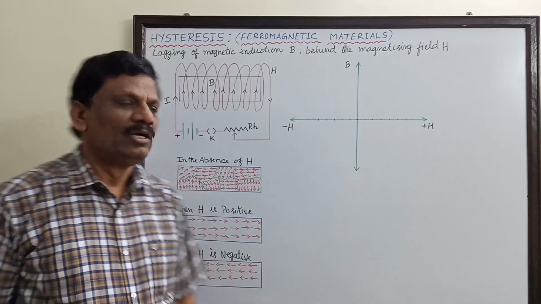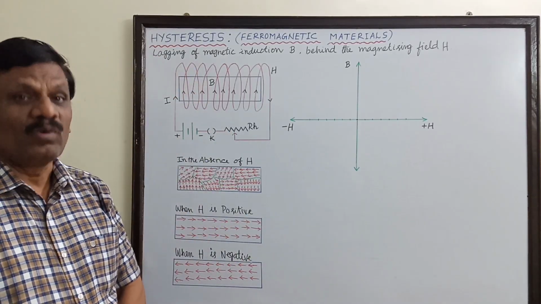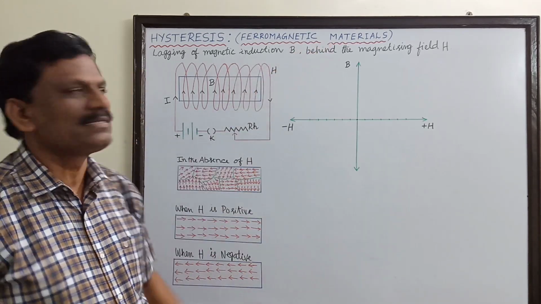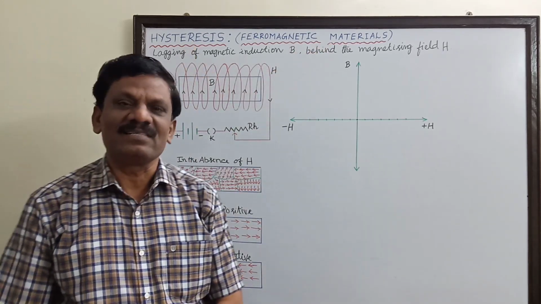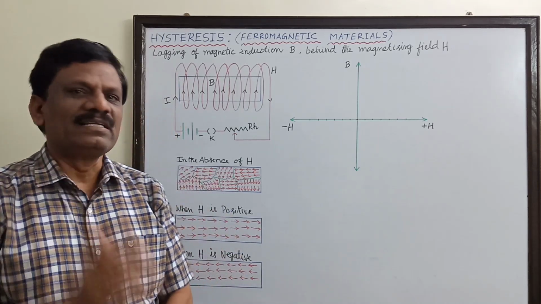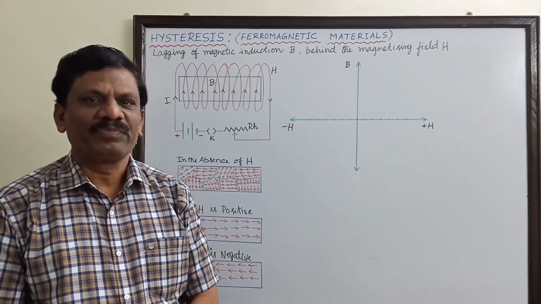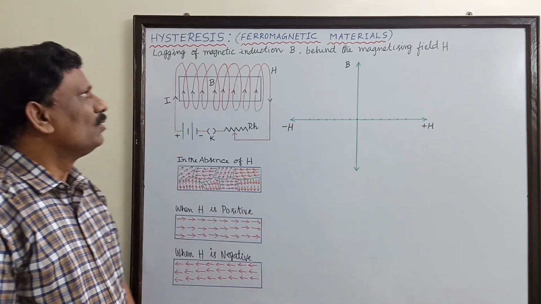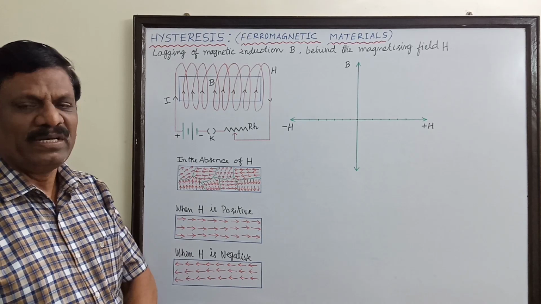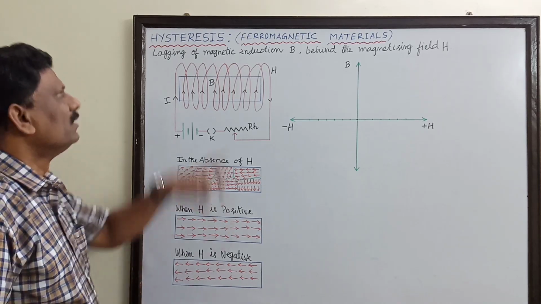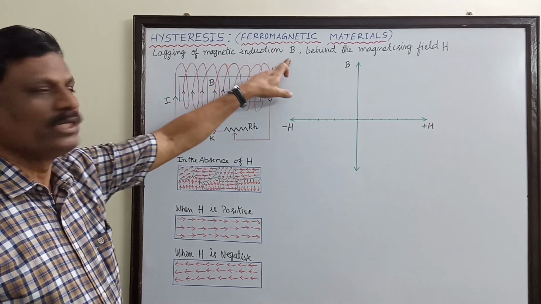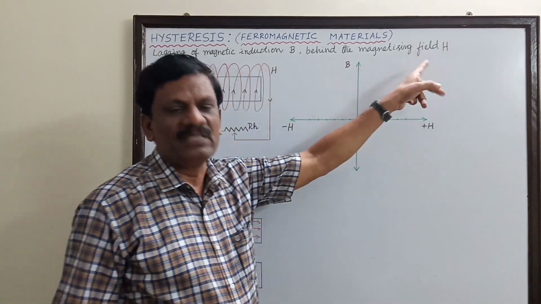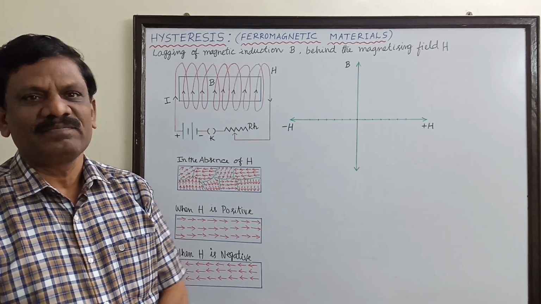Hi students, today we are going to discuss one of the very important characteristic properties of the ferromagnetic materials, namely hysteresis. The word hysteresis is a Greek word. It means lagging behind. So what is lagging? Behind whom is it lagging? Let us see now. Lagging of magnetic induction B behind the magnetizing field H is called hysteresis.